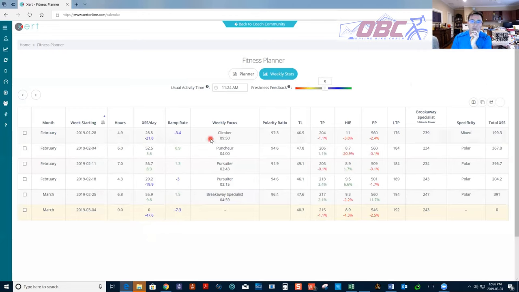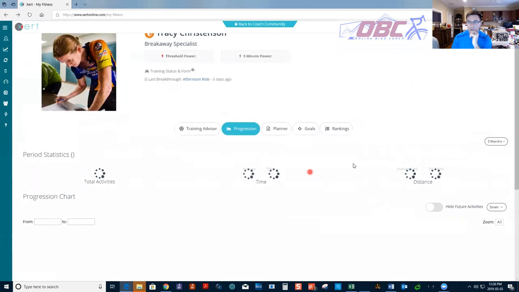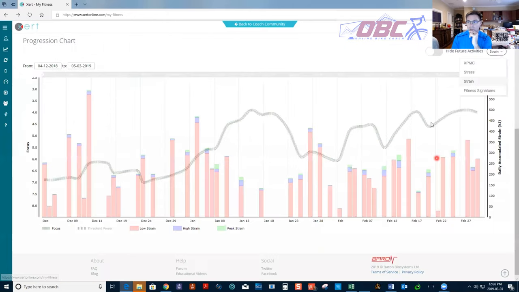Finally, look at her weekly focus. Climber, mostly aerobic. Puncher, pretty anaerobic. Pursuiter, way into anaerobic. Pursuiter, moderate, you know, it's again between puncher and pursuiter. And then this week was more of a breakaway specialist. So she's still doing plenty of anaerobic or HIE work, and she's getting the ratios, but it's kind of hovering. And what that does is that plays with the rolling focus, which is located on the strain chart.